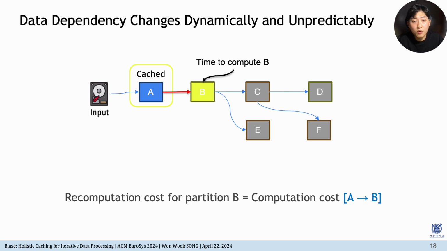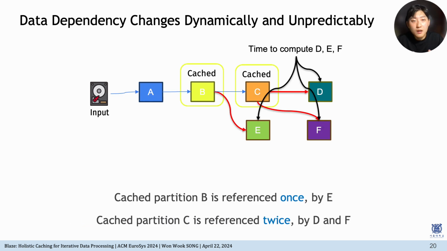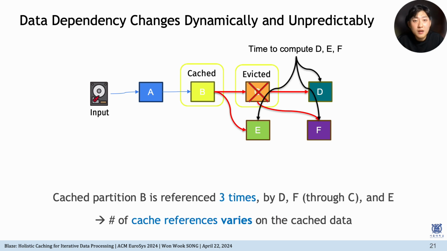One example case would be that while the recovery occurs upon subsequent accesses of a particular partition, the time to compute a partition can become longer or shorter according to which partitions are cached and evicted. Another case would be that the number of cache references also changes according to the changing cache states. For example, cache partition B is initially referenced once and C twice in the example shown on the slide, but an eviction of partition C leads to 3 cache references of partition B. From these cases, we can infer that both the recomputation costs and the future references dynamically change according to the cache status.